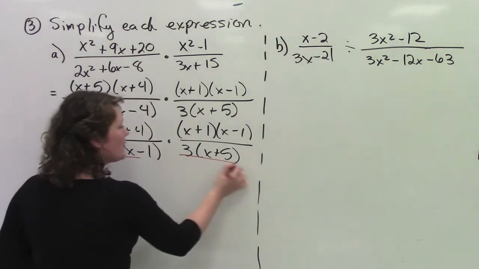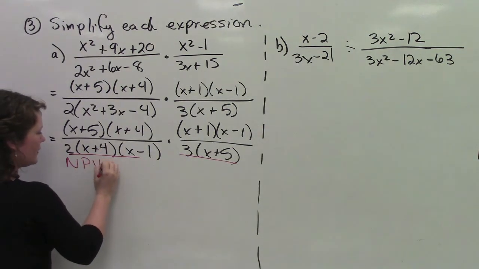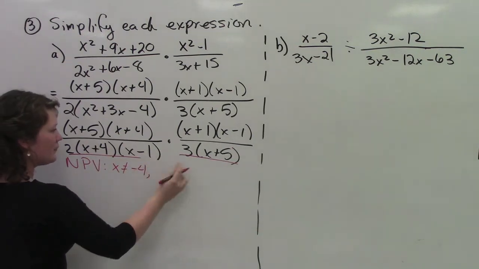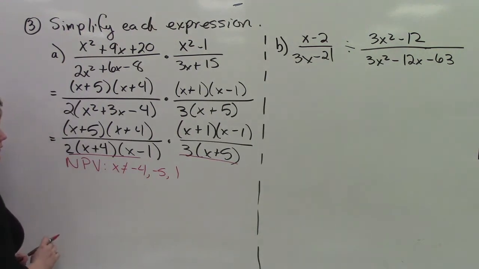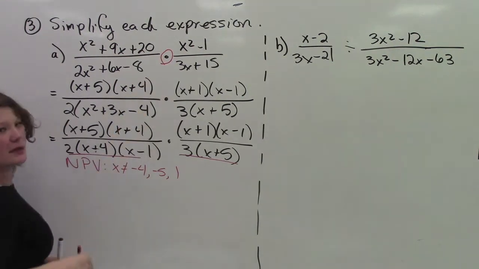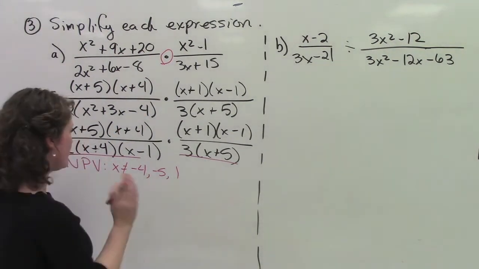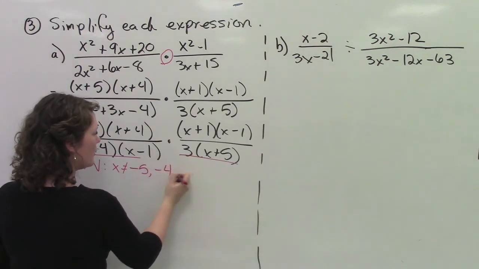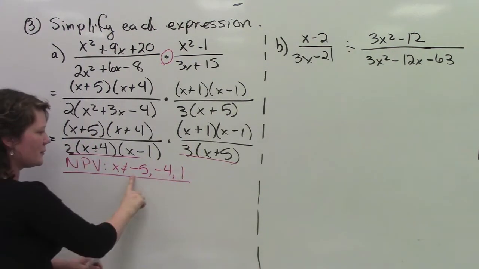Remember guys, our denominators cannot equal 0, so we have non-permissible values of x cannot equal -4, -5, and +1. And that's it. That's all that brings the denominator. Since it is multiplication, all we have to worry about is the denominators, not the numerators. So I'm just going to fix the formatting of this: -5, -4, and 1, because it goes from least to greatest.